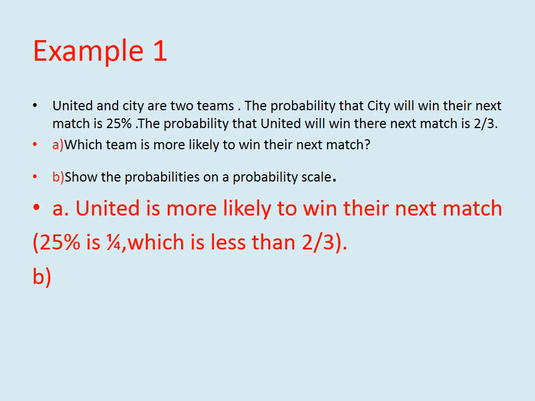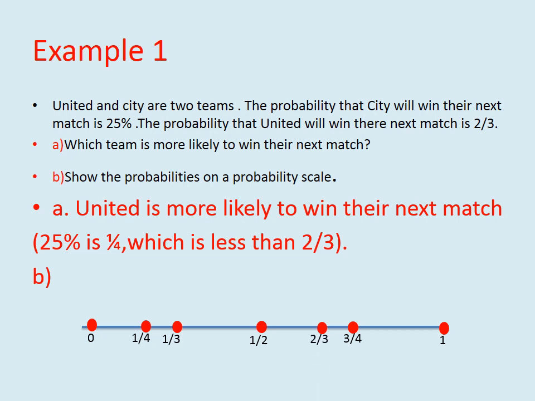B, show the probabilities on a probability scale. First, we will draw the probability scale and we will put 0, a quarter, a half, 3/4, and 1. This is the probability scale. Then we will also put 1/3 and 2/3. City is a quarter because it's 25%, and United is 2/3. So now we have the probabilities on the probability scale.